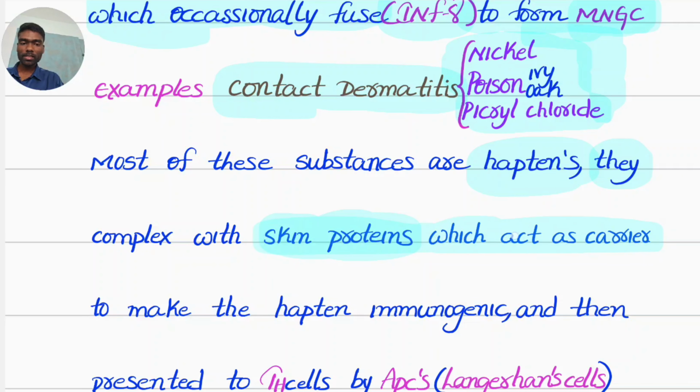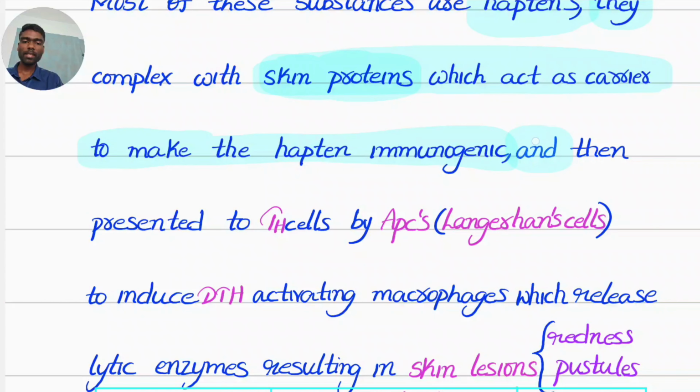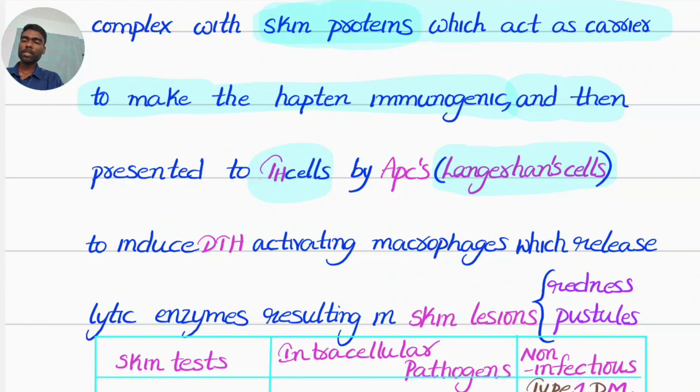After combining with a protein, it becomes immunogenic, meaning it induces the immune system in the host. These skin proteins act as carriers and make the hapten immunogenic, and it is then presented by antigen presenting cells. In skin, what are those antigen presenting cells? Langerhans cells, to T helper cells. Then the T helper cell converts to a delayed type hypersensitivity T helper cell, inducing the delayed type hypersensitivity reaction through activating macrophages, which release lytic enzymes, resulting in skin lesions, redness, pustules.